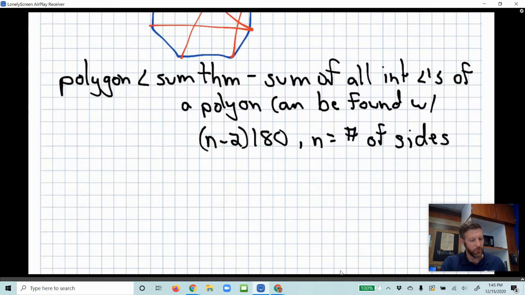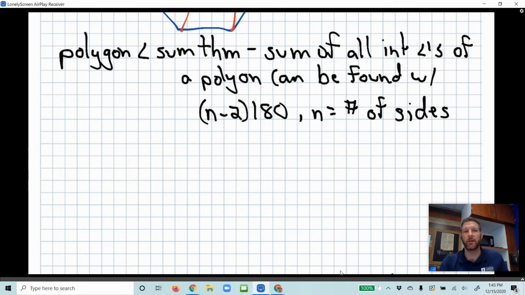Okay, two more definitions. We have the polygon sum theorem. This basically tells us how to find what all of the angles inside of a polygon add up to. And so the sum of all the interior angles, that's really important, these are the inside angles, of a polygon can be found with this formula: n minus 2 times 180, where n is the number of sides.